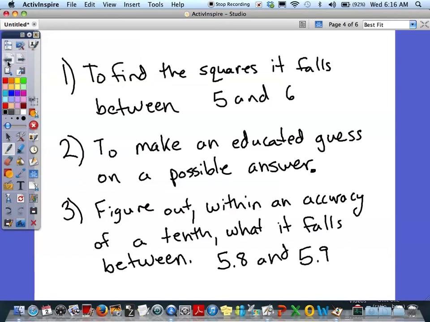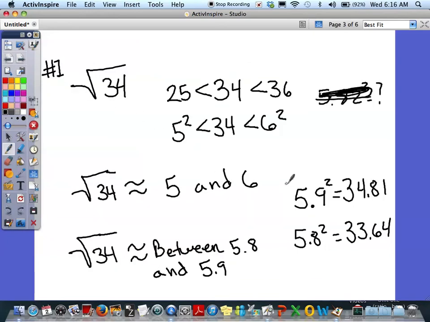But let me just make something really clear here. I was able to guess almost correctly right away because I knew that the square root of 34 was closer to 6 than it was to 5, so I guessed higher. I didn't guess 5.3, I guessed 5.9 and 5.8. So wherever your number is between your two squares, if it's like right in the middle, I would have guessed 5.5, if this was right between 25 and 36. If it was closer to 25, if it was a square root of 27, I would have guessed like 5.1, 5.2. So you can use where the number is between your two squares to help you zero in on what it might be.